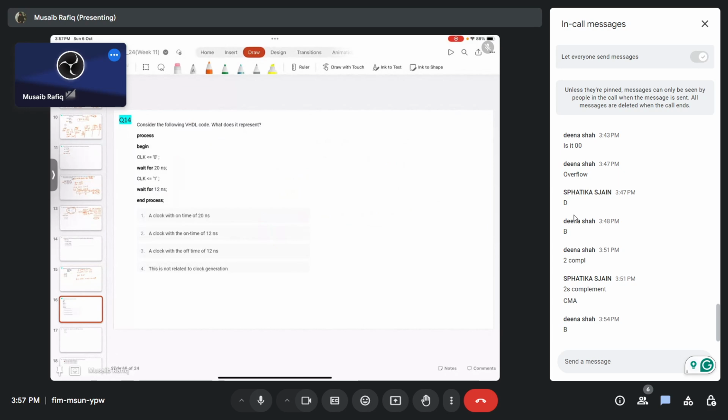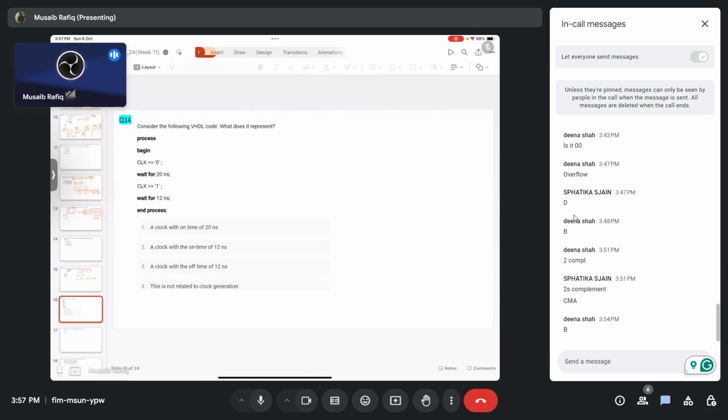Now I have this question. This is kind of a follow up from last week's lecture. Consider the following VHDL code. What does it represent? Process begin, clock gets assigned 0, wait for 20 nanoseconds, clock gets assigned 1, wait for 12 nanoseconds, end process. Can anyone tell me what it is?